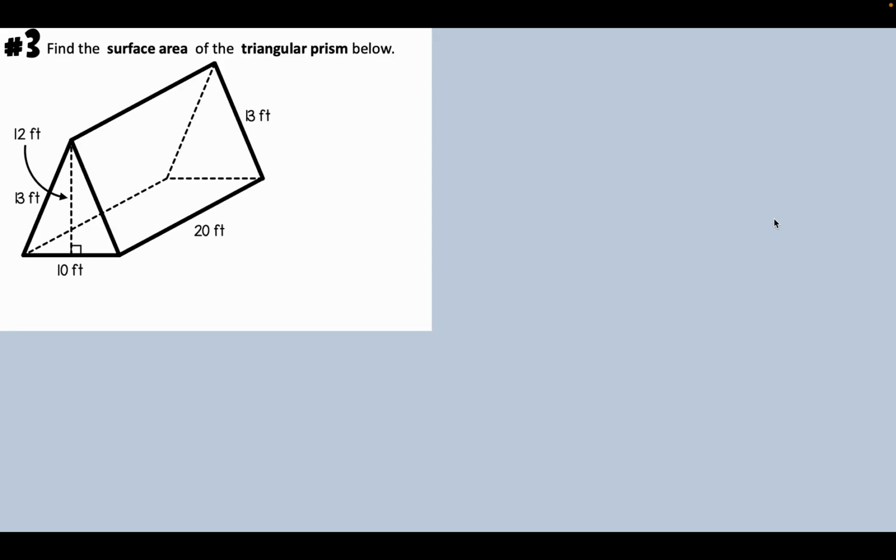All right, let's look at number 3. Number 3, we're going to find the surface area of a triangular prism. The way to find the surface area of a triangular prism is to use your formula. I'm going to give you our formula for that. I need you to write it on your worksheet.